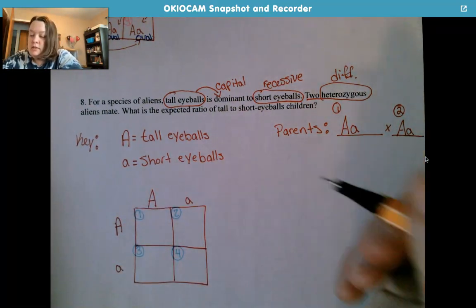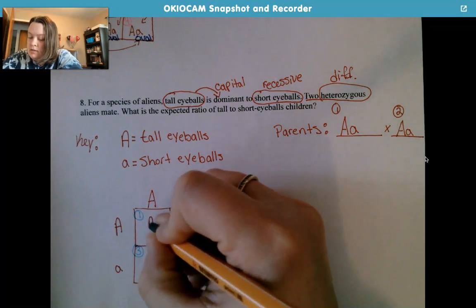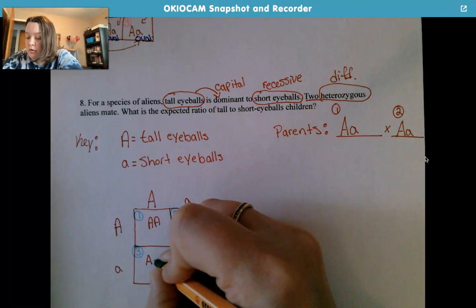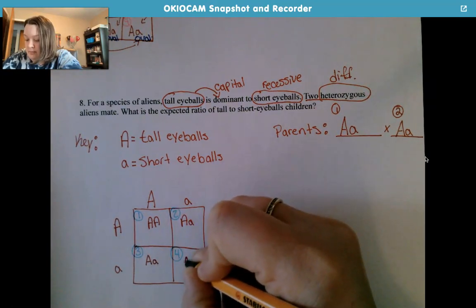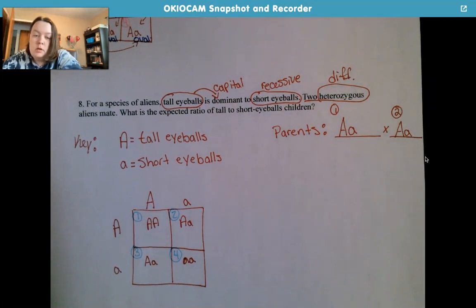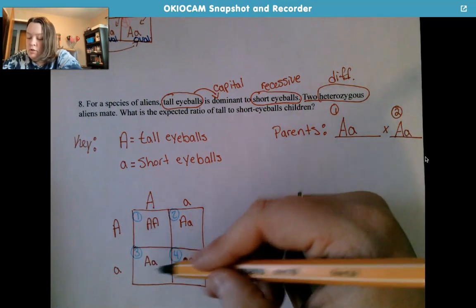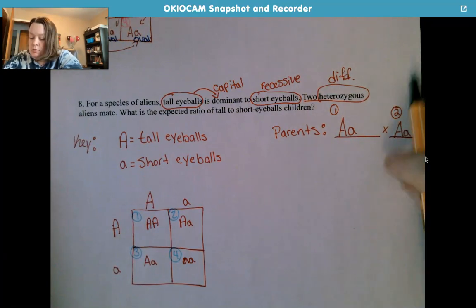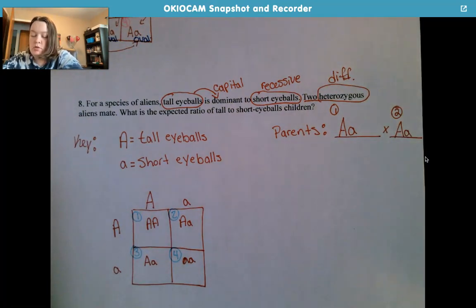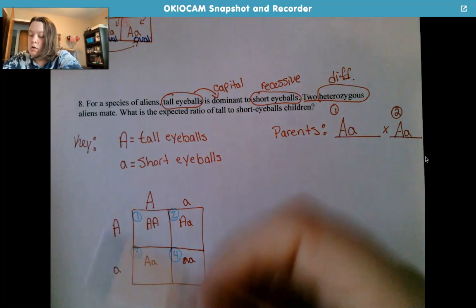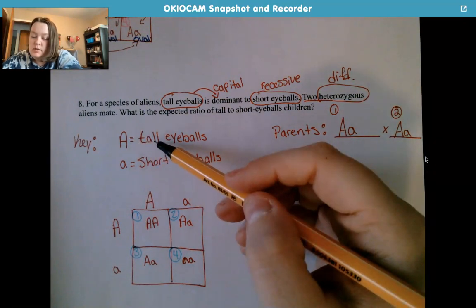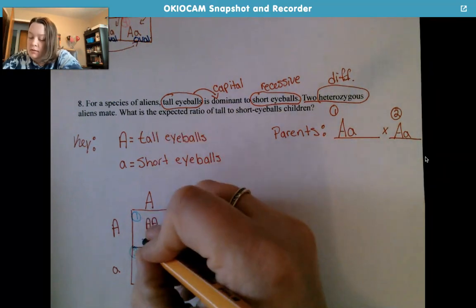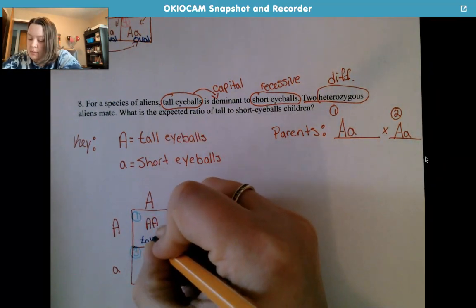When I fill in the inside of this square, it's going to show me all of the possible combinations that the offspring could get from the parents. Now I'm going to go through and figure out what each of these looks like. Tall eyeballs is big A. If the offspring have a big A, then they have tall eyeballs.